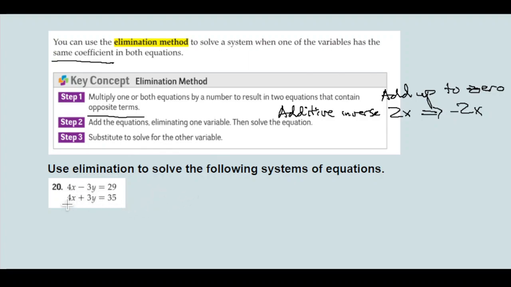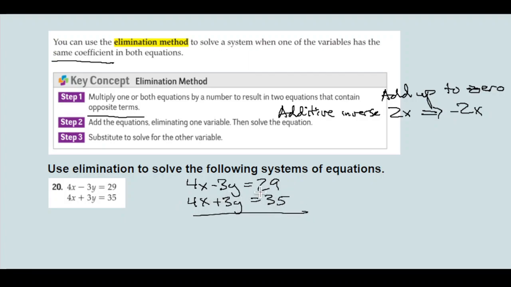So we're going to look at 3 different looks for this. This first one is already set up for us. We've got 4x minus 3y equals 29, and 4x plus 3y equals 35. We've got a negative 3y and a positive 3y here, and if I add these 2 together, that would get rid of the y. They are additive inverses of each other. So we are not going to do any rewriting, and we're just going to add these 2 things up and see what we get.